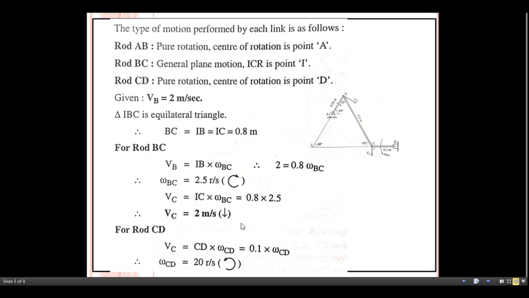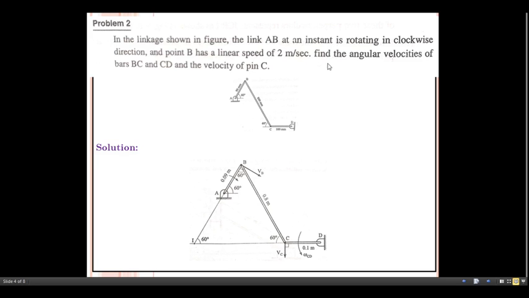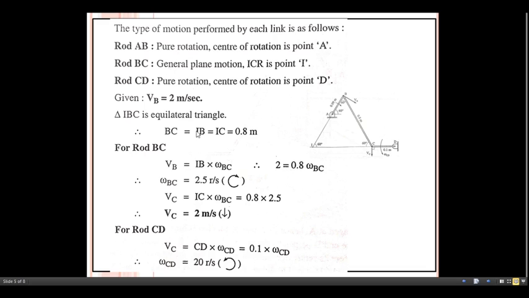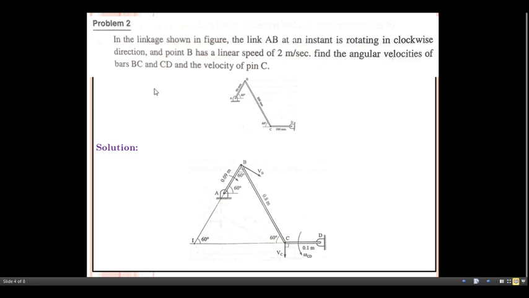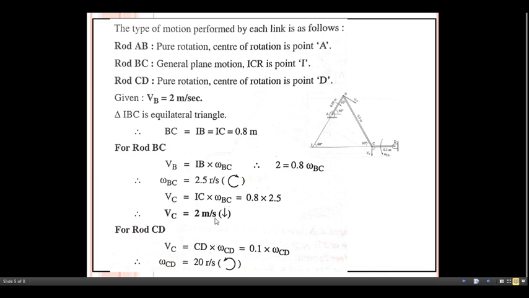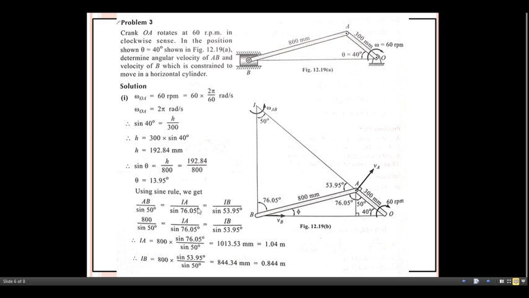So this one we have calculated, and this one we have calculated. Our task is over. Our task was to find the angular velocities of bars BC and CD. The angular velocities of BC and CD we have calculated, and at the same time the velocity of the pin C we have also calculated. Now we'll move to the next problem.